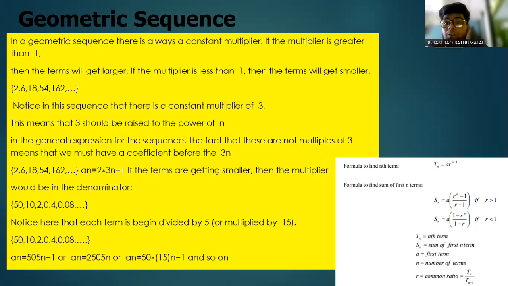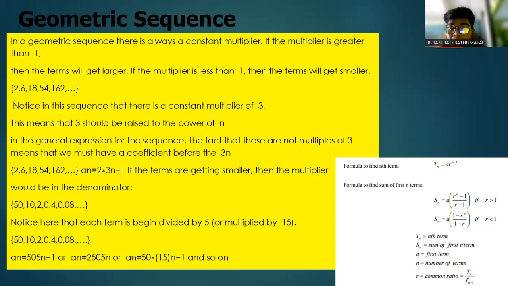Using the power of n, when you notice power, it means the number's power, because it's a multiplier. You don't write it beside the number, you have to use it as a power. That means 3 should be raised to the power of n. It's the general expression for the sequence. If it is not just a multiple of 3, we must have a coefficient before the 3^n, as you can see in the first formula, where the sequence is given as an = 2(3^(n-1)).